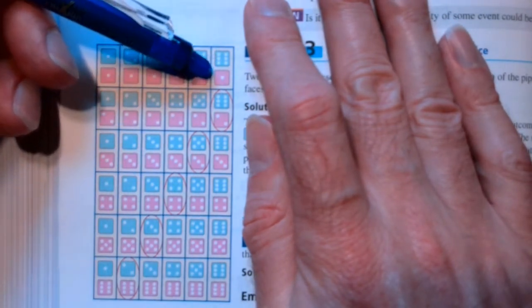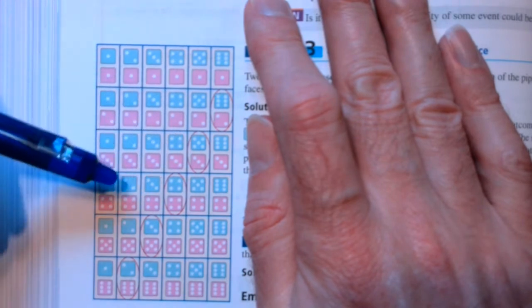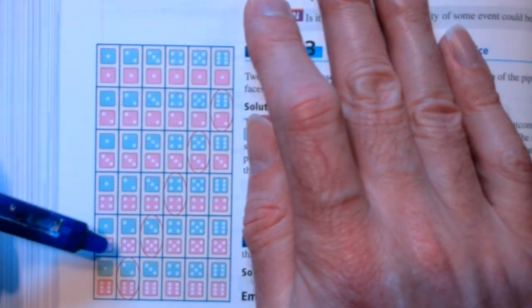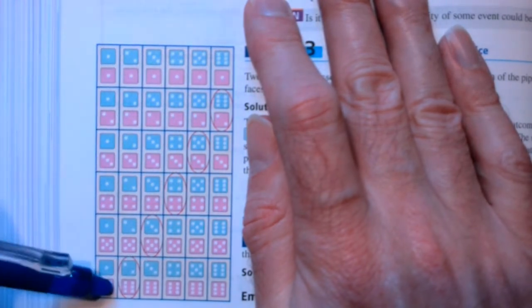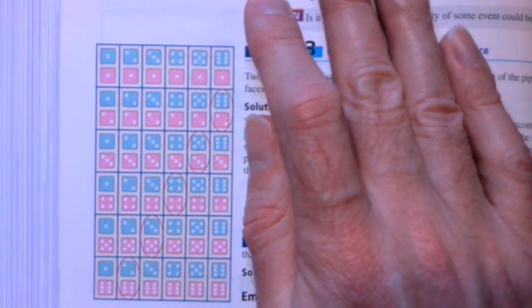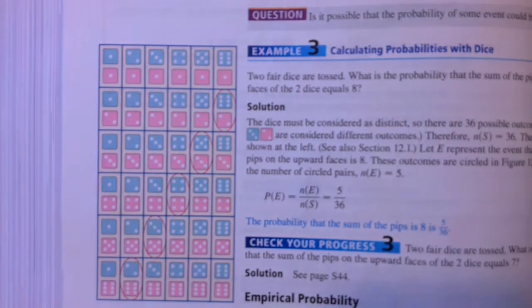Okay, so this is one way to get 7. Green die is 6, and the red die is 1. 6 and 1. 5 and 2 is another way. 4 and 3. 3 and 4. 2 and 5. 1 and 6. So there are 1, 2, 3, 4, 5, 6 ways to get a sum of 7. And if we count these up, there's 36 possible outcomes to our experiment.